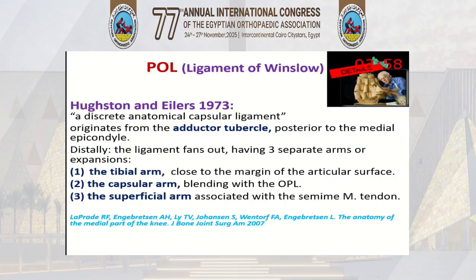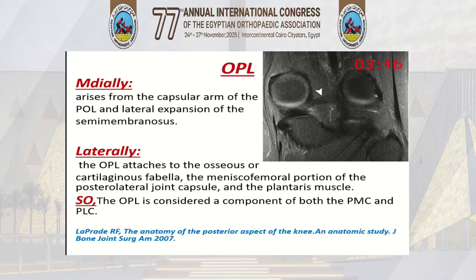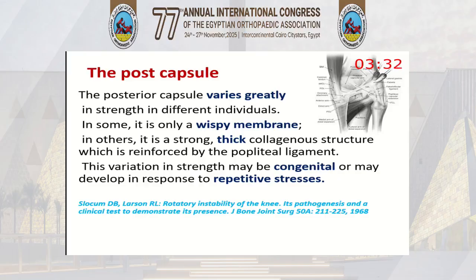Another component of the posteromedial corner is the POL, or posterior oblique ligament, which originates from the adductor tubercle and has three arms: the tibial arm, the capsular arm, and the superficial arm attached to the semimembranosus. Also, the oblique popliteal ligament arises from the posterior capsule and fans out laterally and medially. So the oblique popliteal ligament is considered part of the posterolateral corner and also part of the posteromedial corner. Here again, the posterior knee capsule varies greatly between patients. It may be very thick or very thin, and this is another reason why some patients have more knee laxity than others.